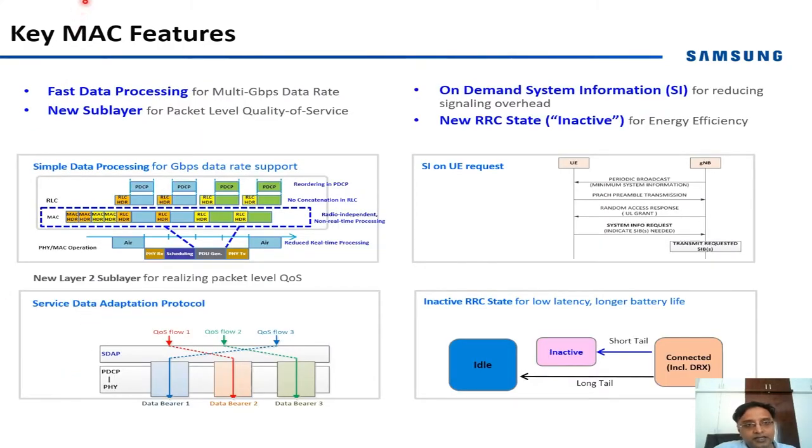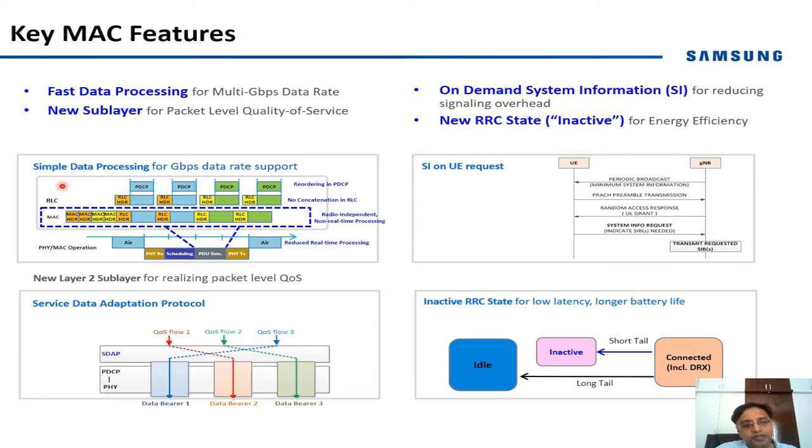So on the MAC layer and higher layers, there are certain differences that were adopted in case of 5G, primarily to improve the data processing speed as well as try to make the system a little leaner, right? So number one, on the fast data processing, while we move from gigabit per second to multi gigabit per second, there's a need to do a lot of advanced data packet creation in case of 5G.